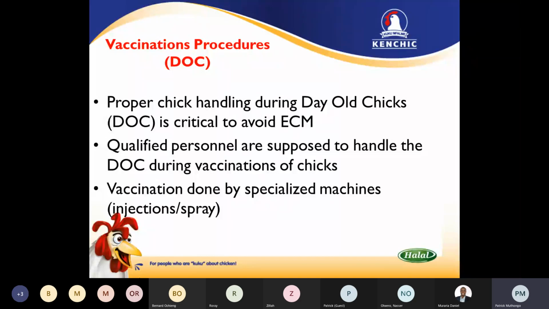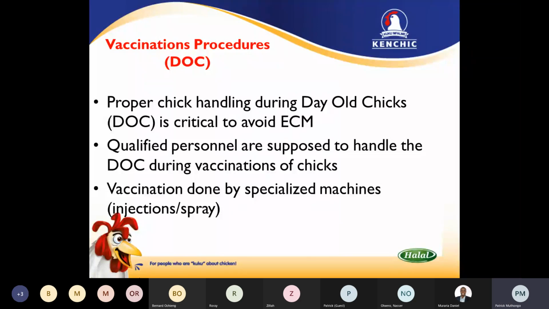The other things are transportation, brooding, nutrition, and a few management gaps, as tutaendelea kuona as we continue with our presentation. The first cause of early chick mortality was vaccination, and mostly the vaccination procedure of a day-old chick. Proper handling of the day-old chicks during vaccination is critical to avoid ECM. Because if you handle your chicks aggressively, they'll be stressed, utawafinya, you will create injuries, and the chicks delivered to your farm definitely watakuwa wako na shida.